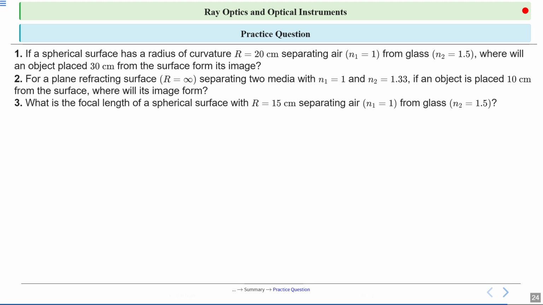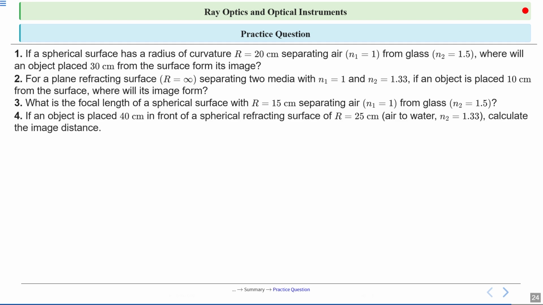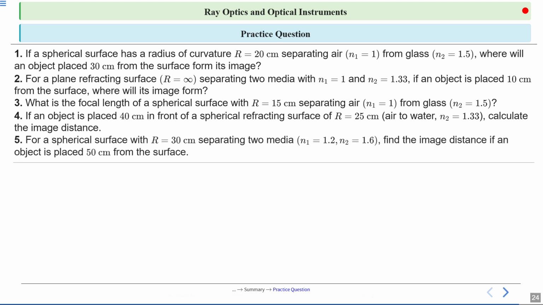What is the focal length of a spherical surface with r equal to 15 centimeters separating air, n1 equal to 1, from glass, n2 equal to 1.5? If an object is placed 40 centimeter in front of a spherical refracting surface of r equal to 25 centimeter, air to water, n2 is the refractive index of water, which is 1.33, calculate the image distance. For a spherical surface with radius of curvature 30 centimeters separating two media n1 equal to 1.2 and n2 equal to 1.6, find the image distance if an object is placed 50 centimeters from the surface.